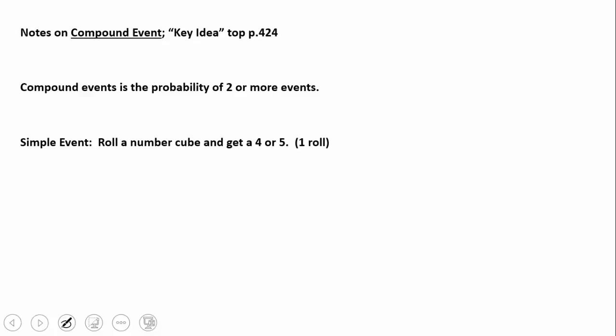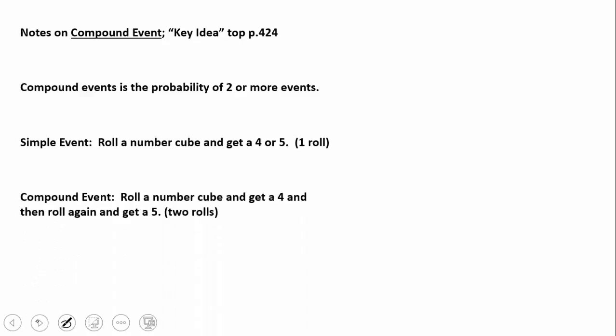In a simple event, the example of that is if I roll a number cube and I can get a 4 or a 5. That's one roll, so that's one event, okay? And there's one outcome. Now, if I have a compound event, I can roll a number cube and get a 4, and then I roll it again to get a 5. So there's two separate rolls with two separate probabilities that I would then multiply together to have compound probability, which we did quite a bit in our last lesson.